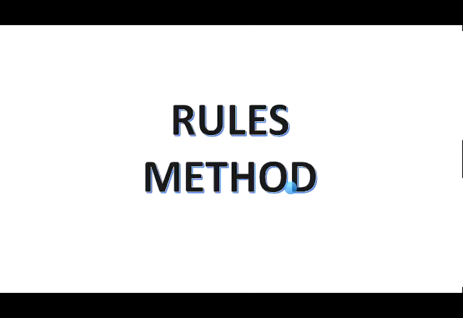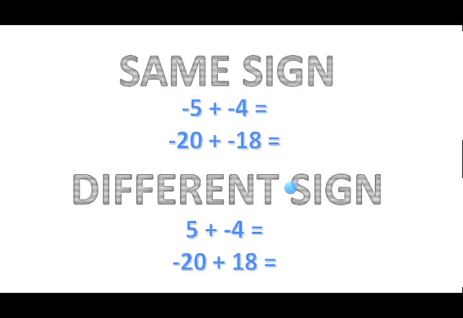The last method is where we ultimately want to get to. It's called the rules method. Basically, your problem is one of 2 things. You either have same signs, so in the problem they're both negative, or they're different signs, which means one is positive, one is negative, or one is negative, one is positive.